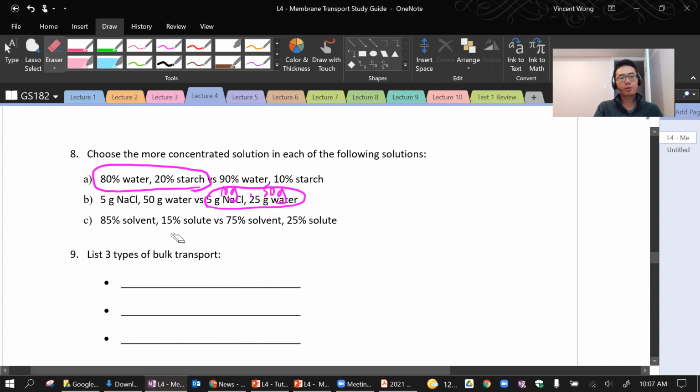85% solvent and 15% solute versus 75% solvent and 25% solute. More solute means more concentrated.